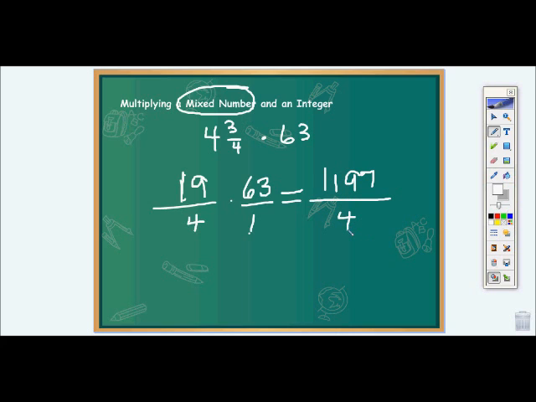Now I need to change this into a mixed number because it's an improper fraction. So I'm going to plug into my calculator 1,197 divided by 4. I'm going to get the big number of 299 and some decimals. I'm going to clear it, do 299 times 4. When I do that, I'm going to get 1,196. So that means I need one more to get to the 97 I started with. So my answer is 299 1/4.